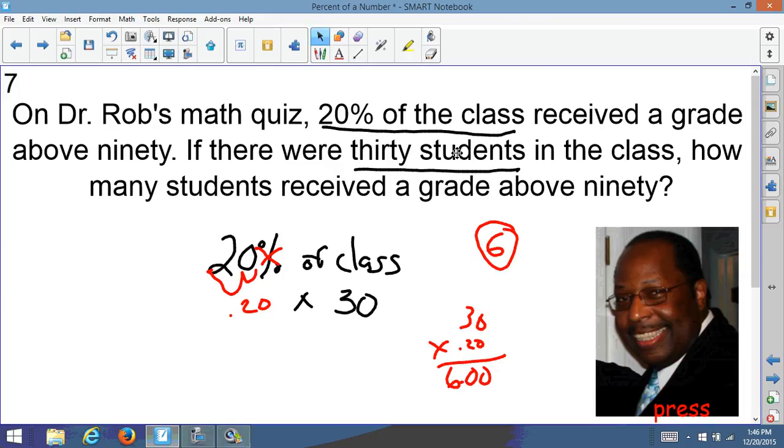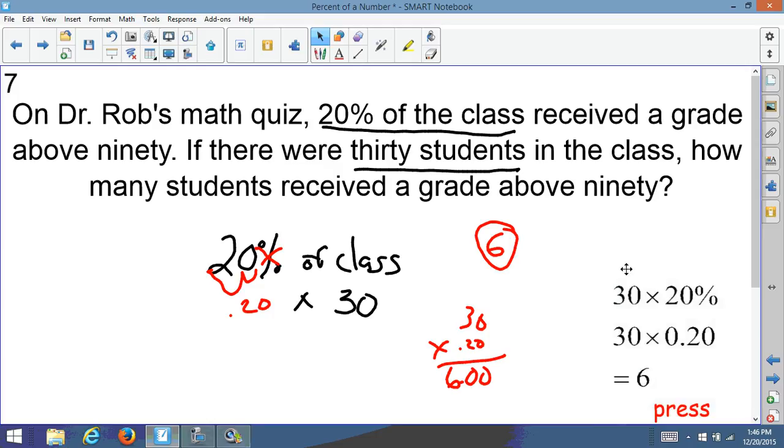So let's check. There it is, 30 times 20%. So we change the 20% to 0.20 by moving the decimal point 2 places to the left, and when you multiply it out, you get 6, as we said. So check your work to see that. So this is a very good question.